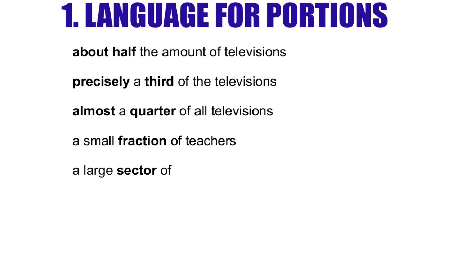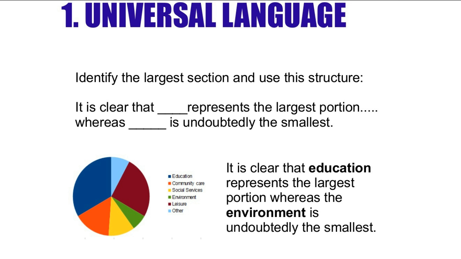Now then, hopefully you've still got your pen in your hand. I'm going to give you a very useful sentence that you can definitely use when you're describing a pie chart. All you have to do is identify the largest section and the smallest section, and then basically memorize this sentence. It is clear that X represents the largest portion, whereas Y is undoubtedly the smallest.